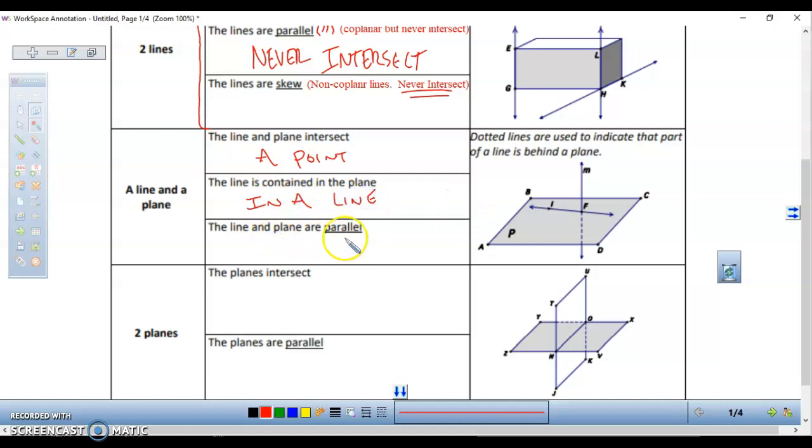And then the last example is that the line and the plane are parallel to one another. I didn't draw one on here, I should have, but imagine a little horizontal line just floating above this plane. Kind of like if you took a ruler and drew a line on your ceiling, that line would never intersect the floor. So this line won't intersect this plane, which means they're parallel, so there's no intersection.